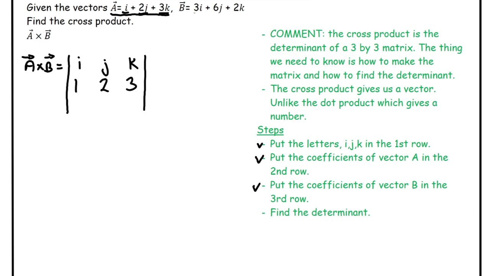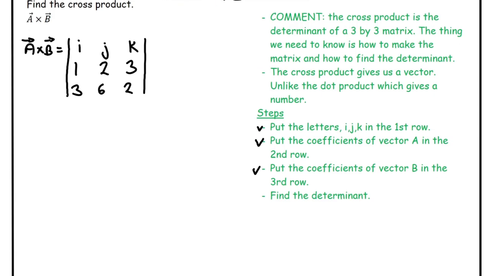What are the coefficients of vector B? For I, what is the coefficient? We have 3. For J, and for Z or K, so we've found our matrix. This is the matrix whose determinant we have to find.